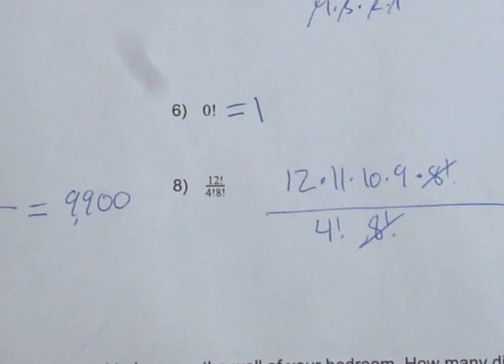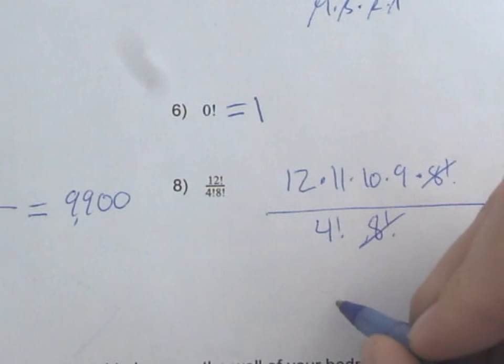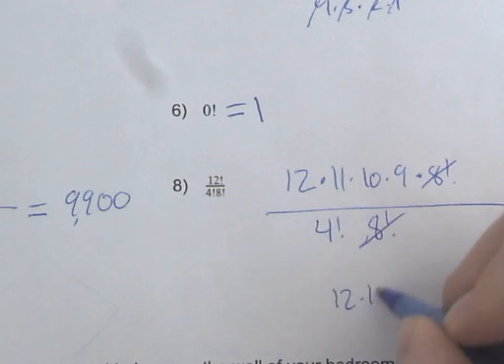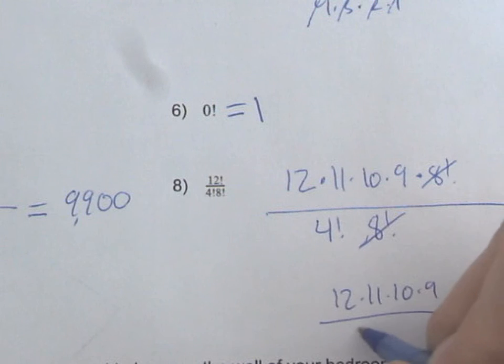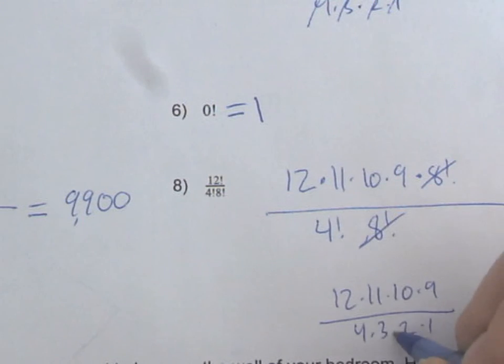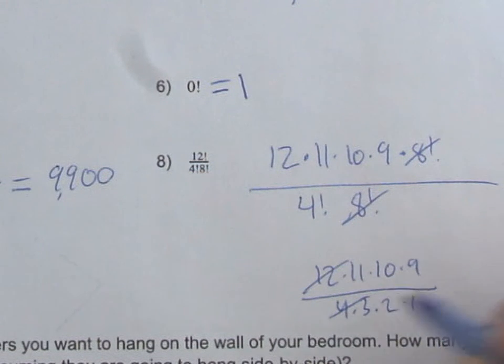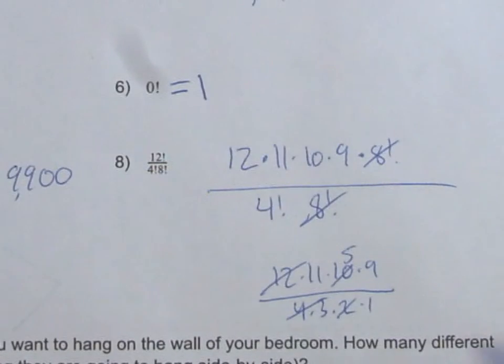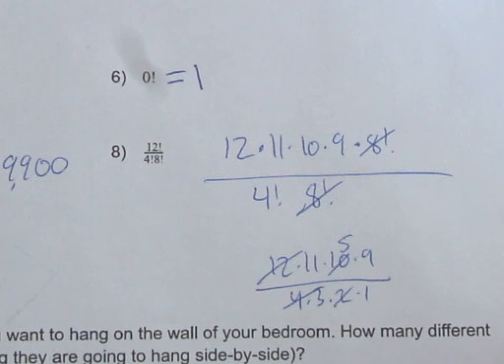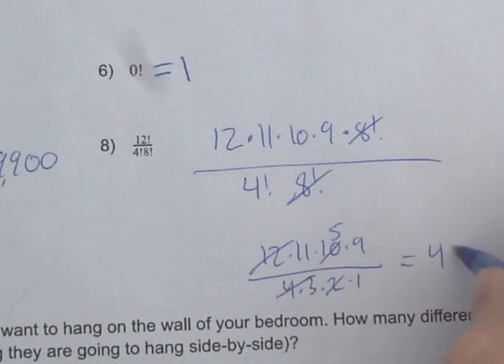Now I still have this other 4 factorial down here. I'm going to simplify that, so I'm going to write it out. I'm going to expand again. Okay, and now I'm going to look for common factors. Notice that 4 times 3 is 12, so I have a 12 over 12, so that's gone. And 10 is 5 times 2, so I have a 2 over 2. That's going to leave me with a 5 there. So when all is said and done, I have 11 times 5 times 9. Let's punch that in my calculator real quick. That equals 495.